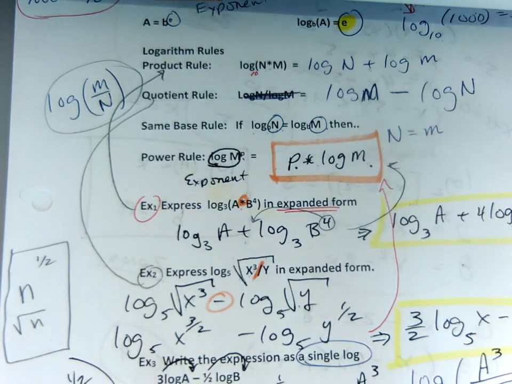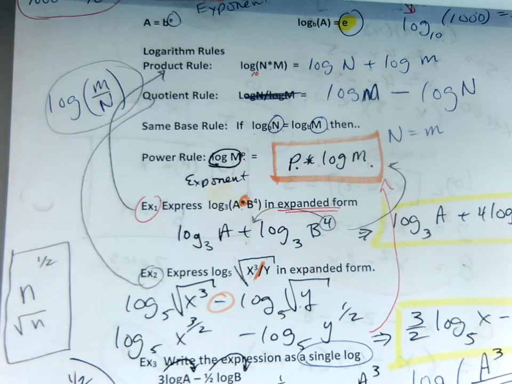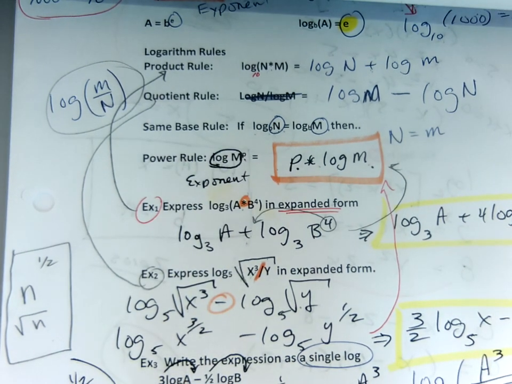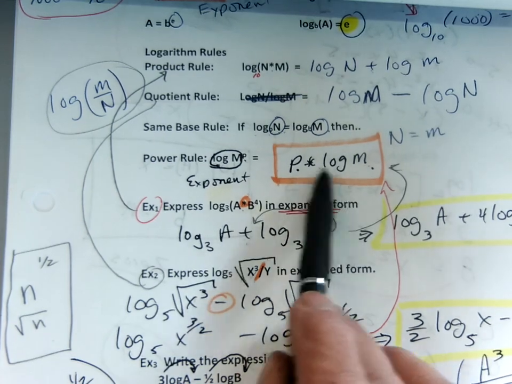On example 3, we're going to do just the opposite. We're going to bring it together as a single log. This minus here, I'm going to bring together as divide, but before I do it, I'm going to bring back in the exponent. So this was an exponent. I'm going to reverse this rule here.